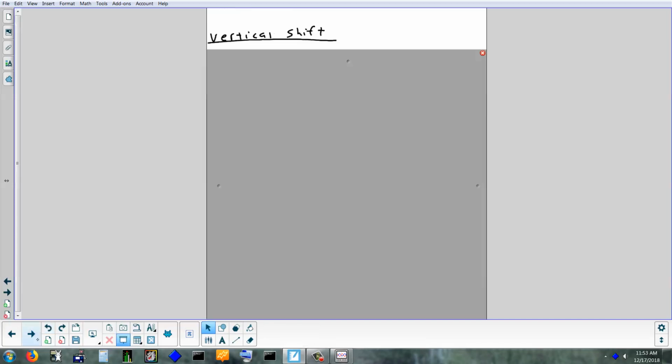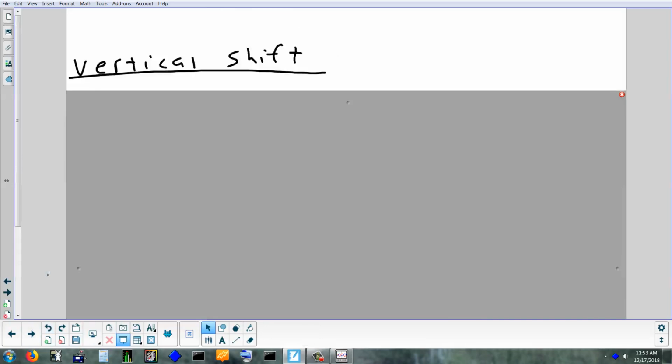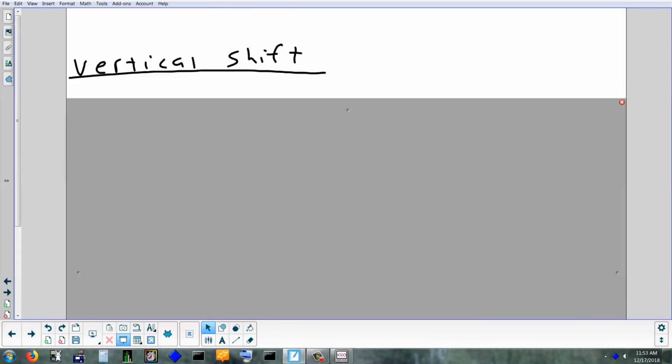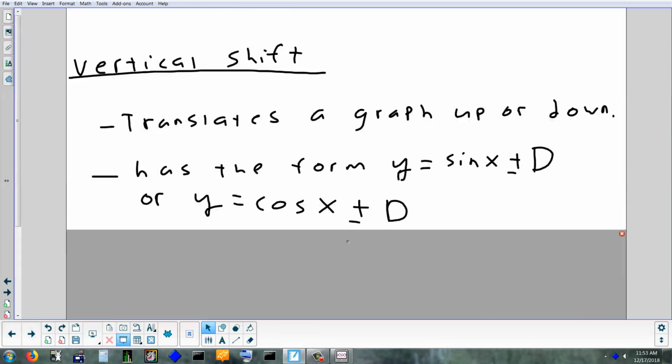The last one we'll look at, this one's a lot easier, is the vertical shift. Vertical shift is when you shift it up and down. There's two things that make vertical shift easier. One, the arithmetic is with easy numbers: ones, negative ones, and zeros. The second thing that makes it easier is you don't do the opposite.